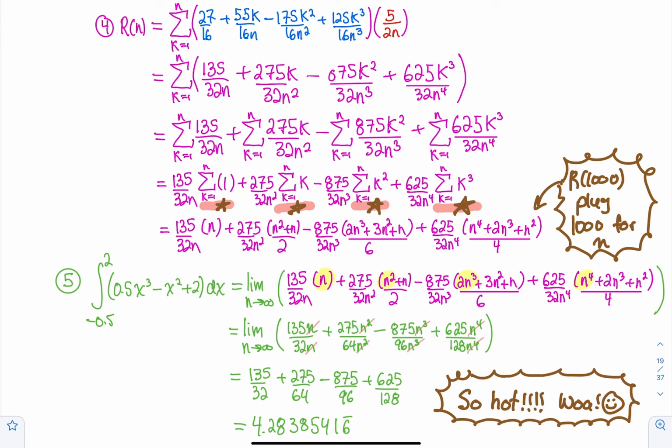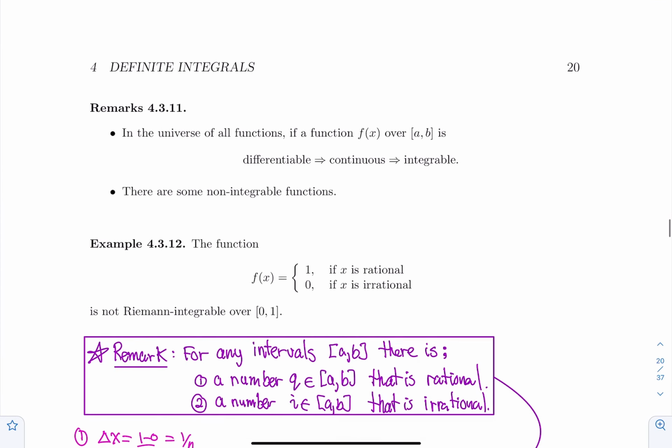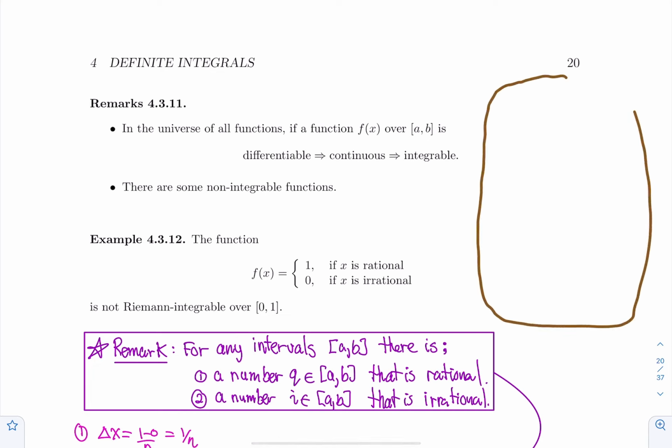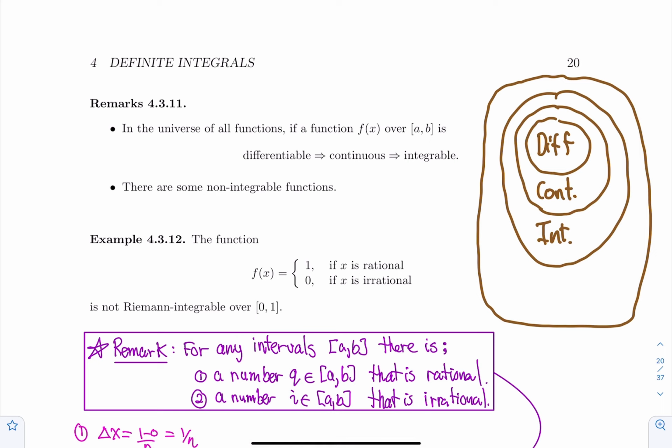So let me end this video with a very nice remark. In the universe of all functions, the things that you work with in a calculus course, if a function has a derivative, so if it's differentiable, then automatically it's continuous. And if it is continuous, automatically it's integrable. So integrable functions are a larger class of functions, but there are some examples of non-integrable functions. But this is crazy stuff. For now, that's it. That's all.